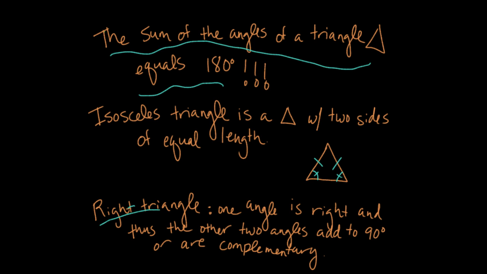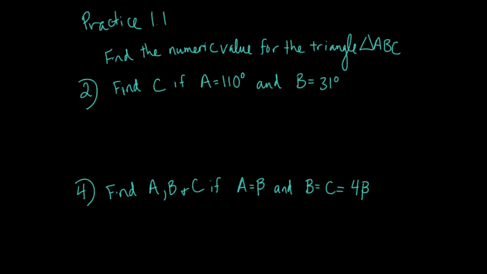The last thing, a right triangle, is one angle is right, and thus the other two angles add to 90 degrees, which also means that they are complementary. So we'll do some examples shortly with those. I always try to do some examples for you that are very similar to your assigned exercises, and I take them right from the section.